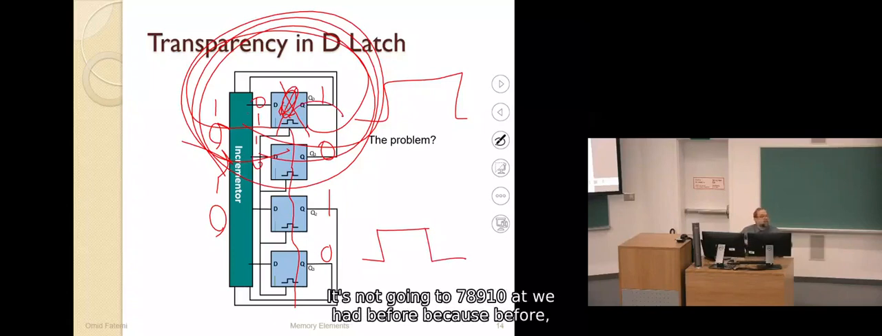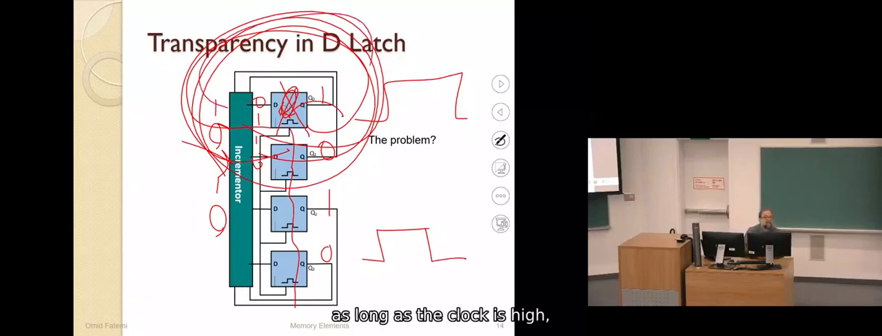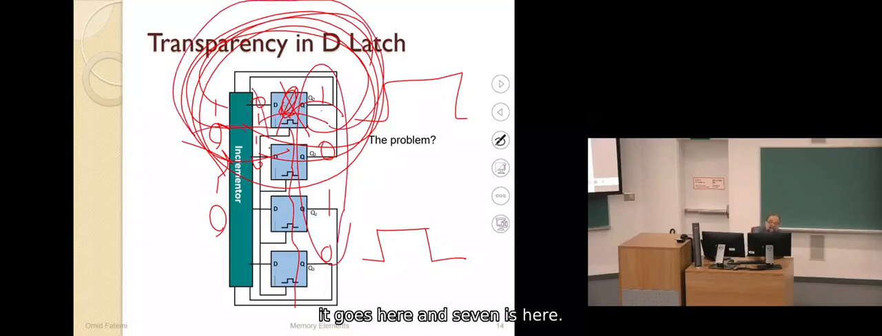And only the 6 appears. It's not going to 7, 8, 9, 10 as we had before. Because before, as long as the clock is high, it would be incremented and then fed back again, and then incremented, fed back again, and so on. But here, it stops at the middle, and then in the next clock level, which is 0, this will appear here. And now when 6 appears here, it goes here, and 7 is here.